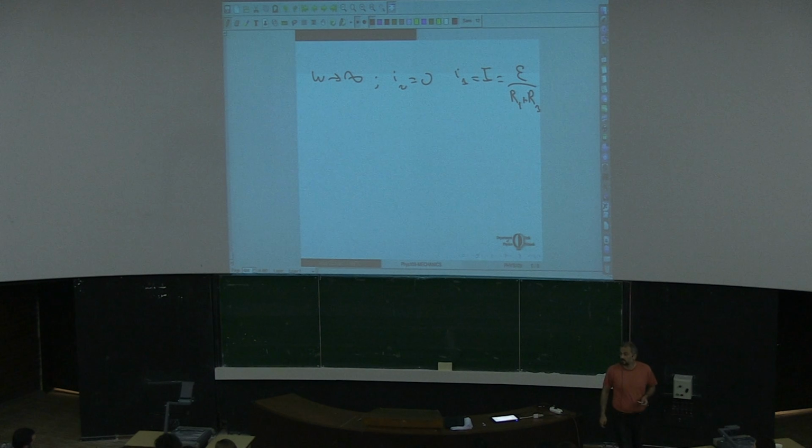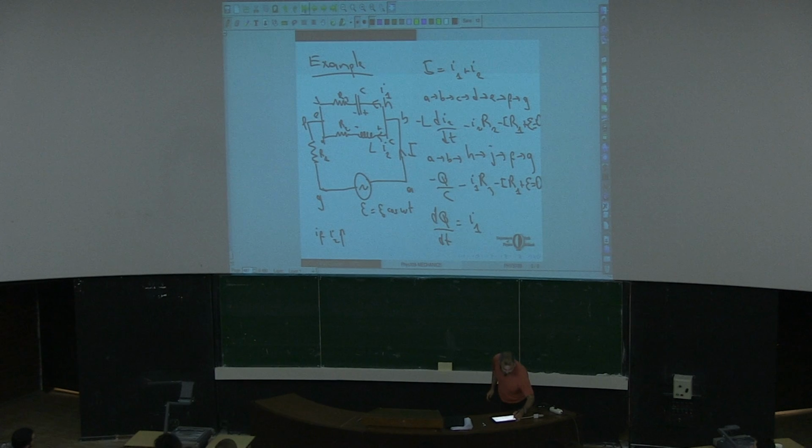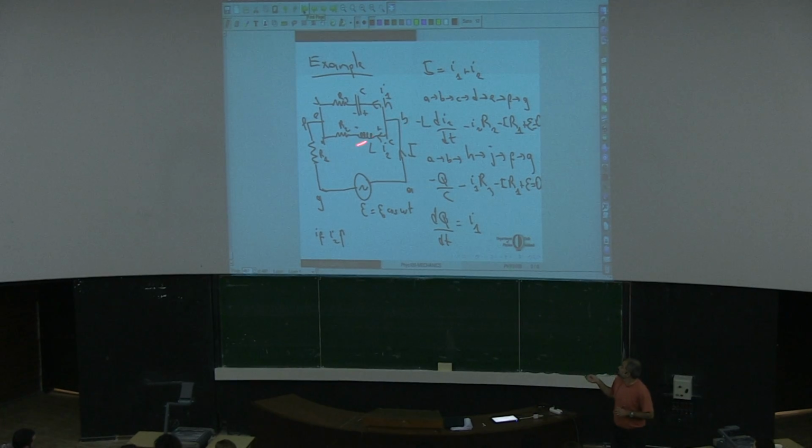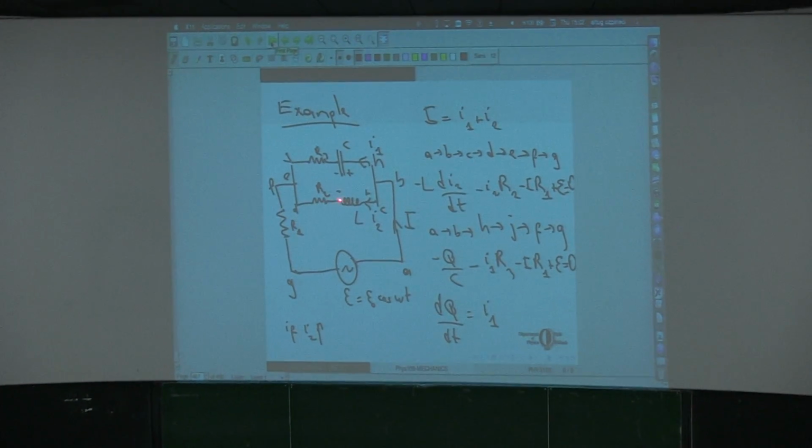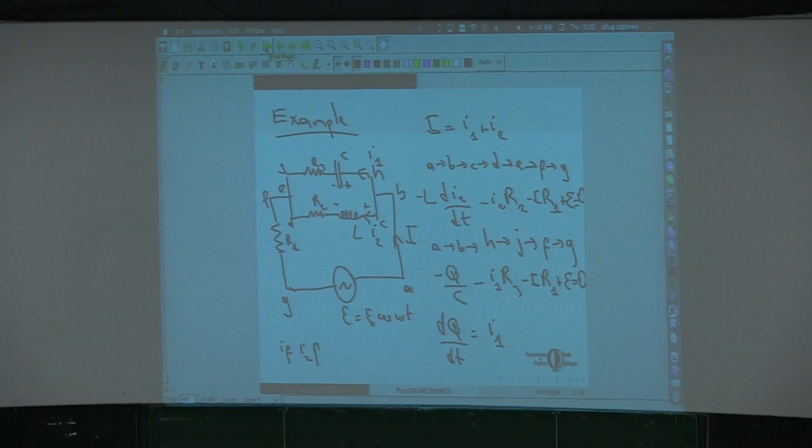If omega is very large. Why did we get I2 equal to 0? Well, you see, omega is very large. So the inductor will just behave as if it is open circuit. There is no current running through it. So I2 doesn't exist.